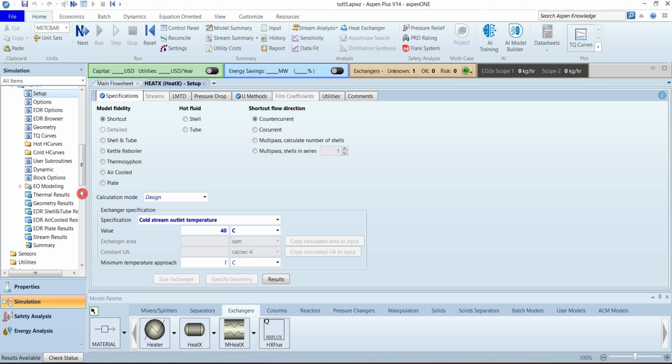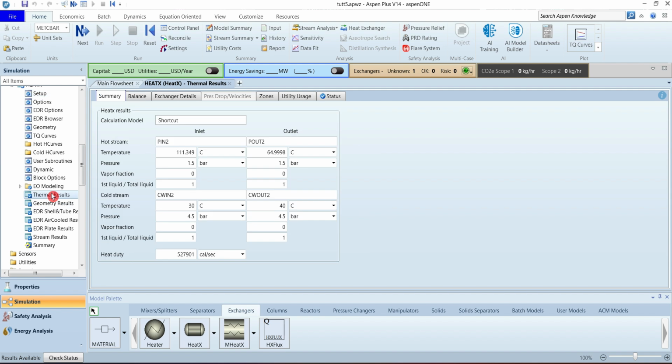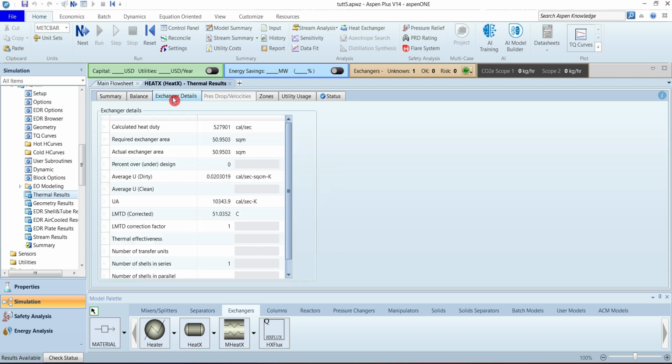The next is to view the results. Go to this thermal results option. It's under the same block in the thermal results tab. So all the temperatures and pressures are listed in the summary. The inlet and outlet temperature of the process stream and of the cooling water utility stream. Those 4 options are perfectly fine. We can look more results from the exchanger details in the third tab.